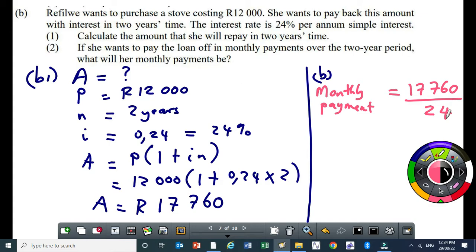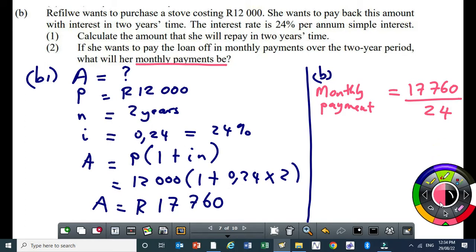Okay, we want to calculate the monthly payments. So if he or she doesn't have cash, how much is he or she going to pay a month for those 2 years? That's the amount we want to calculate. So we divide the value of A we got in B1 by 24 months. What answer do you get? 740. So we get 740 rand. So this person has to pay 740 rand per month for 24 months.